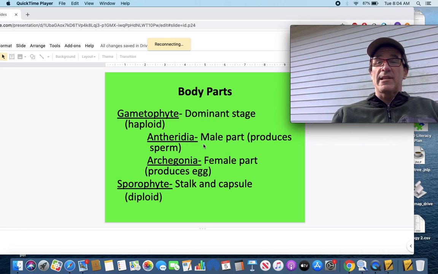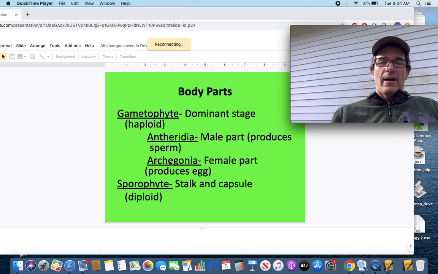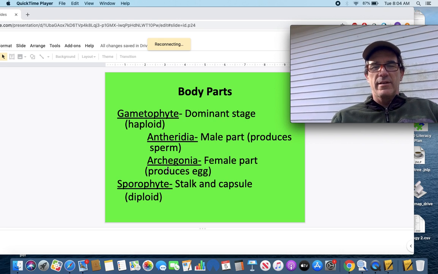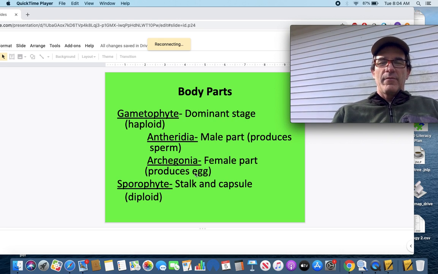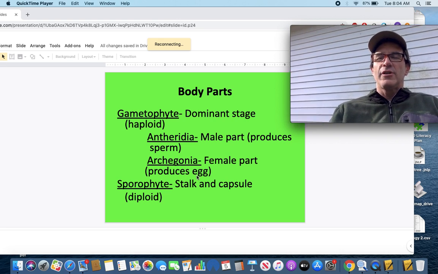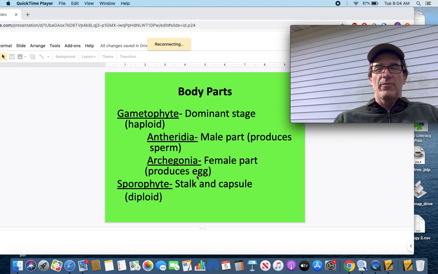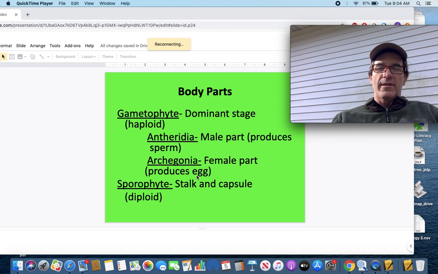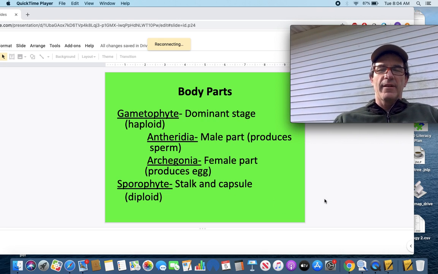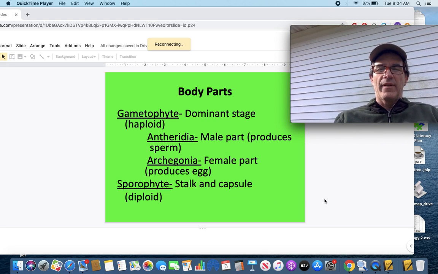The sperm will then swim over to the egg. The female part is called the archegonia, okay? Think of Joan of Arc from history. She's a female. She produces the egg. So basically, she stays in one place. The sperm swims over to her on that water, which they require, and that will produce the fertilized egg, which produces the zygote, which is the beginning of the sporophyte generation.